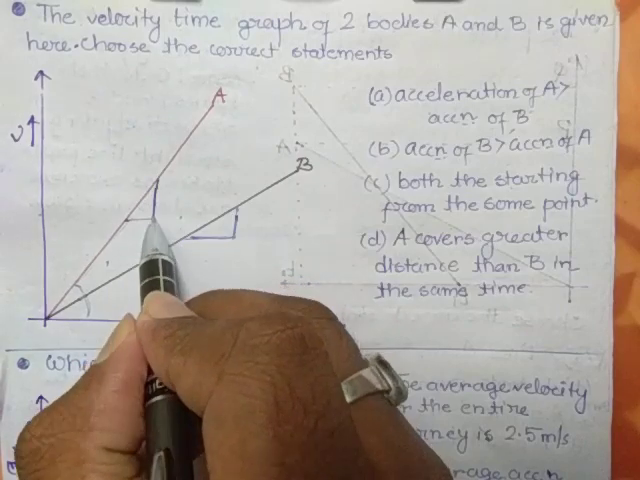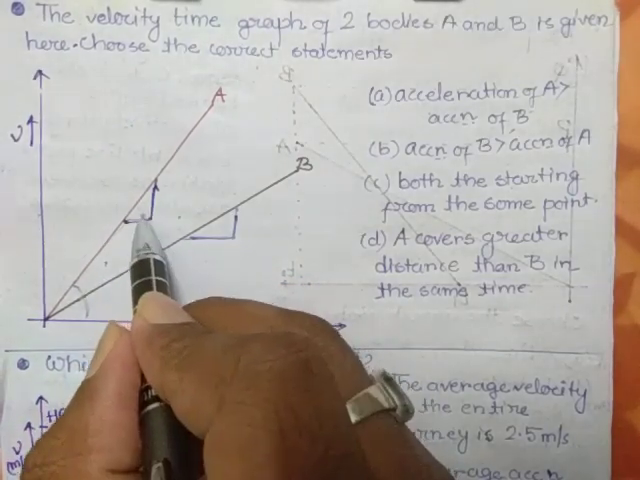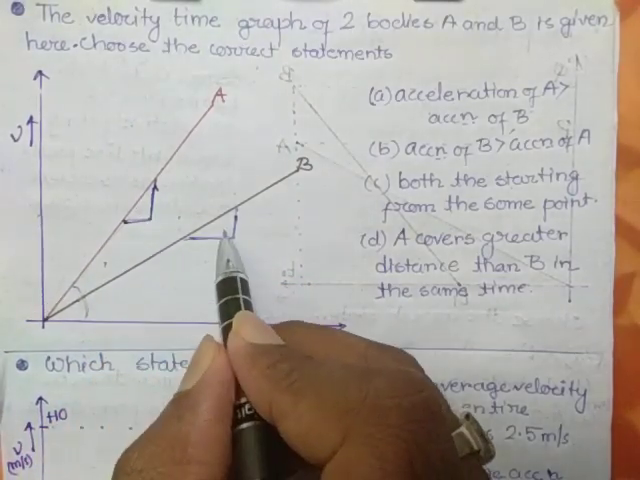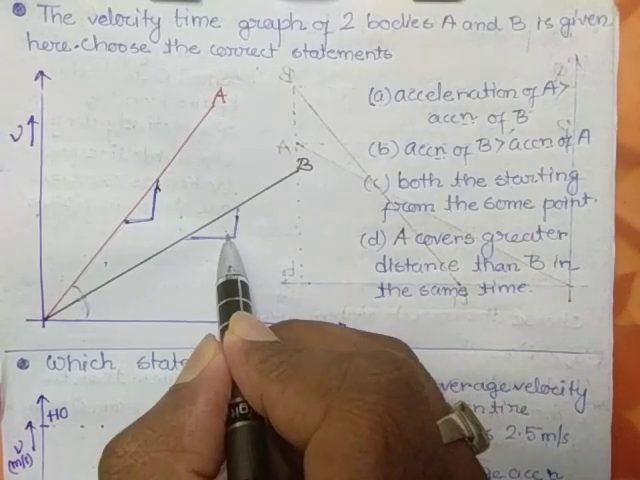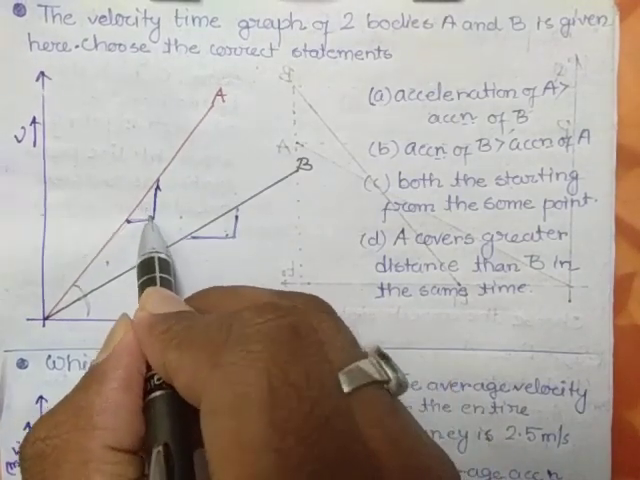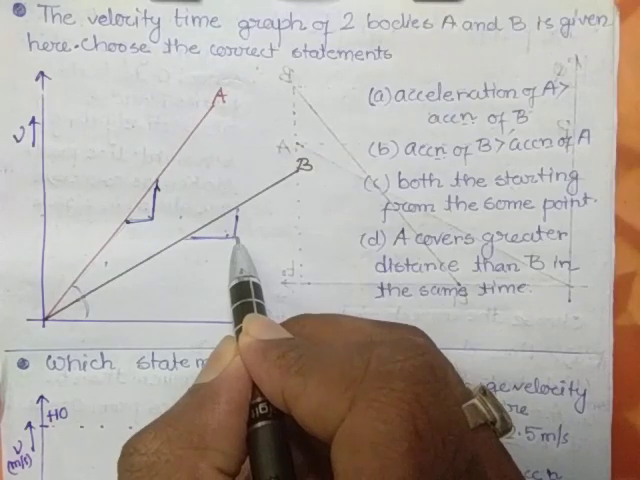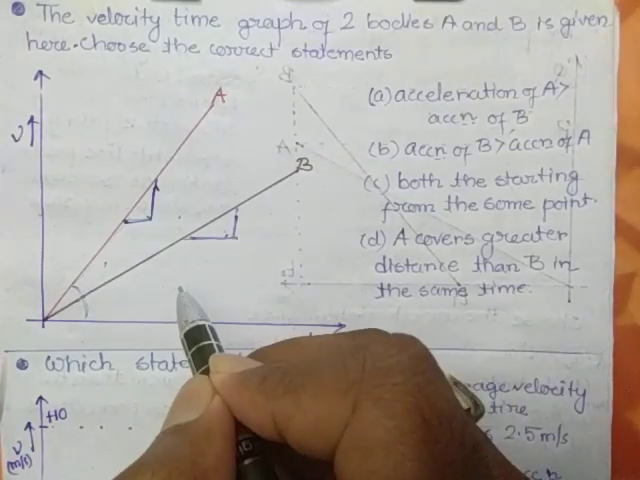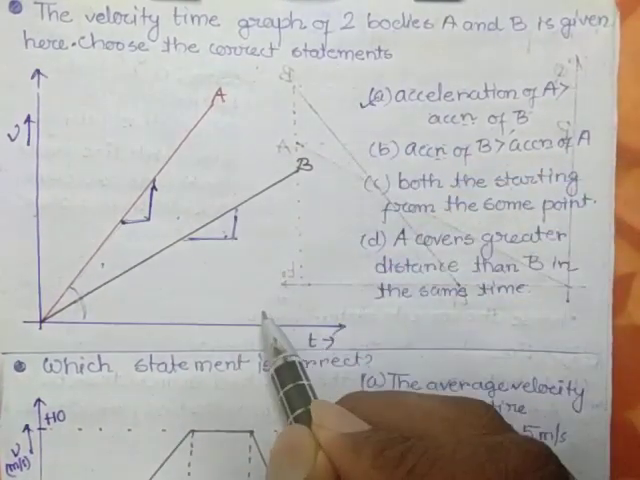Obviously the slope here for the particle A is greater than that of the particle B. So the acceleration of the particle A is greater than that of the particle B. So option A is correct.